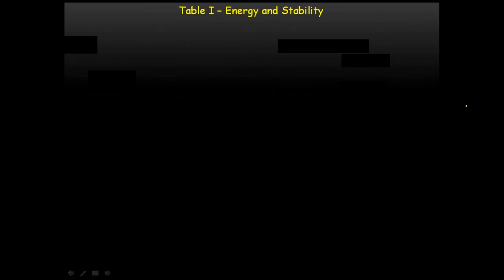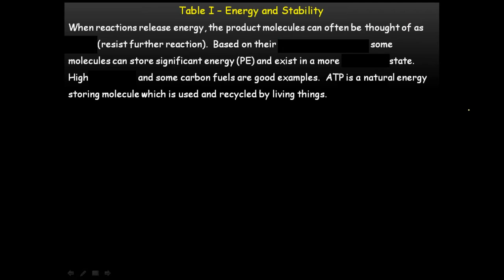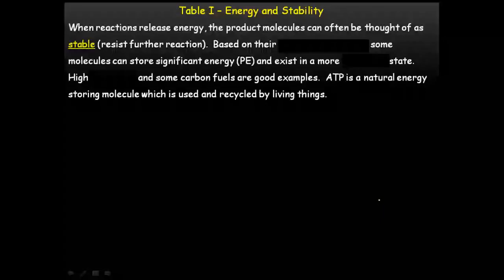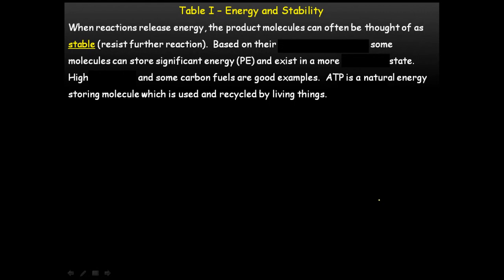So just a quick note on stability. When reactions release energy, the product molecules are often thought of as more stable. And that's typically the way it is. So when you do a combustion reaction, you get your CO2 and water. Those are now new stable products, and that helps us determine why the reaction takes place. You're going to create more stable products, and this is usually based on their molecular structure.